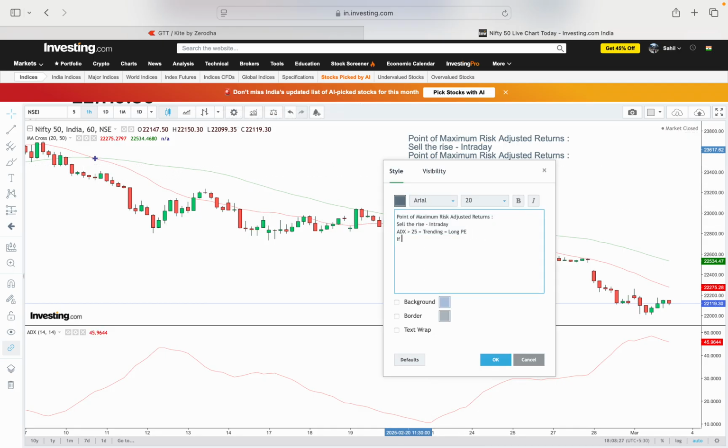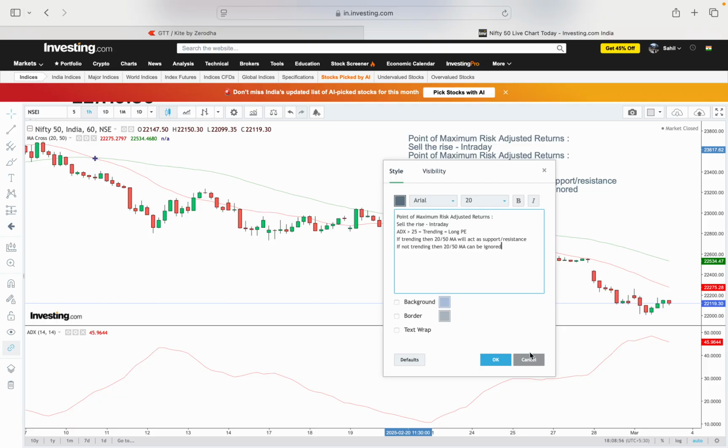If the security is trending, then the 20-50 MAs will act as a support or a resistance. Similarly, if not trending, that is, if it is ranging, then the 20-50 moving averages are not reliable and can be ignored. So I will simply write here, can be ignored.